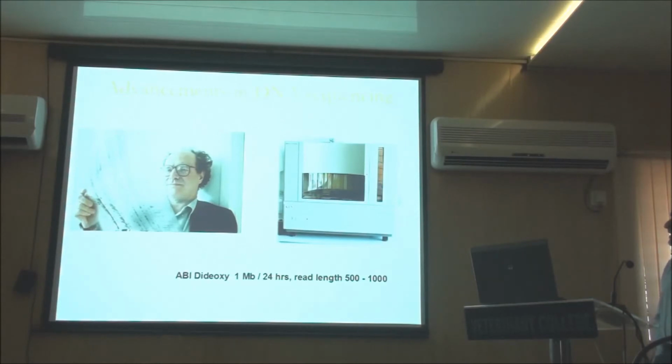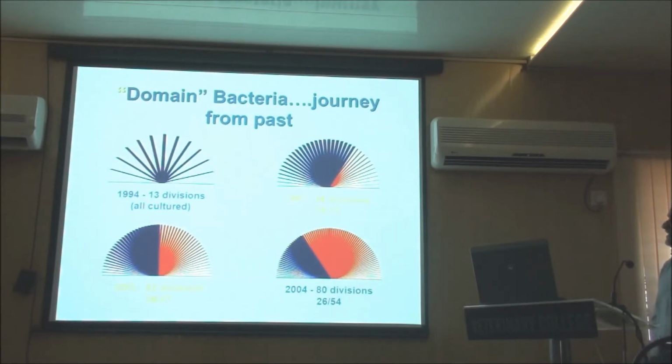But then when gel-based sequencing was replaced by fluorescence-based capillary sequencing, the sequencing length increased to around 1000 bases, and the run time was reduced dramatically. From 10 to 12 hours, run time came to 2 hours. With that, it was possible to study many ecosystems using this clone library approach, and its impact in microbiology can be seen in this slide.